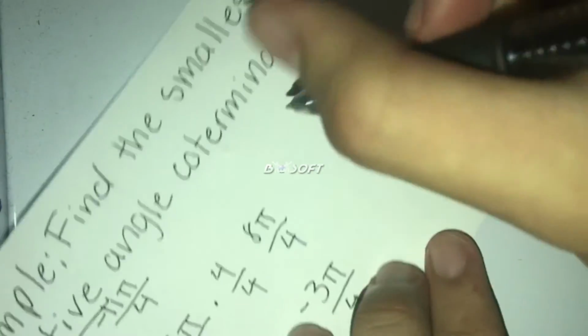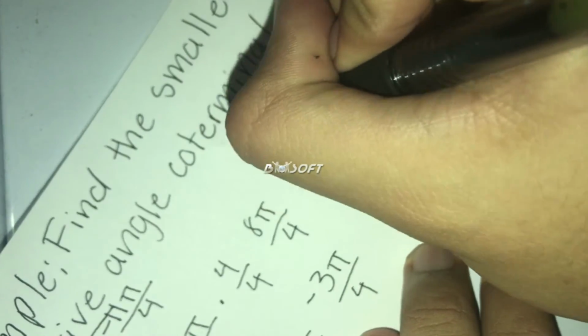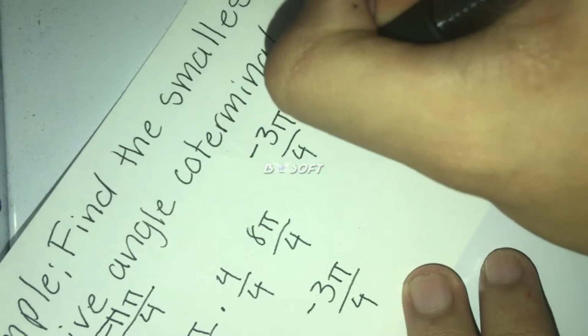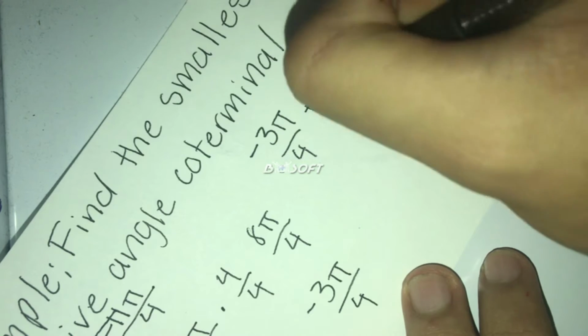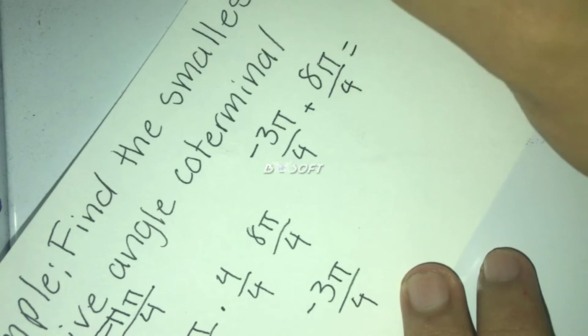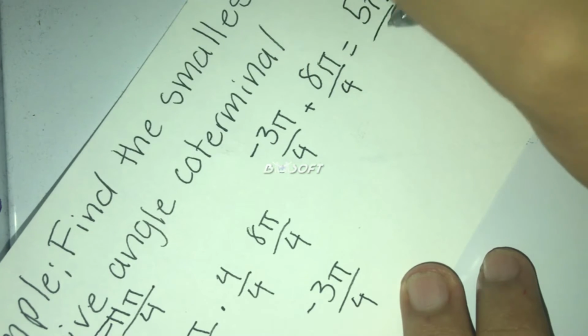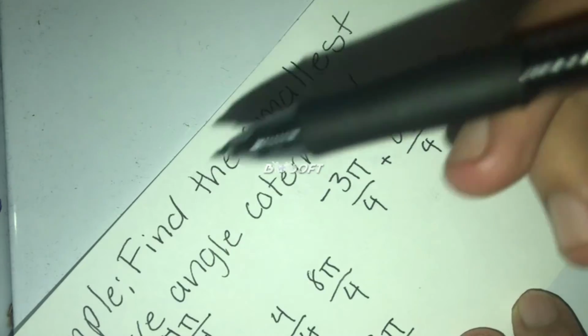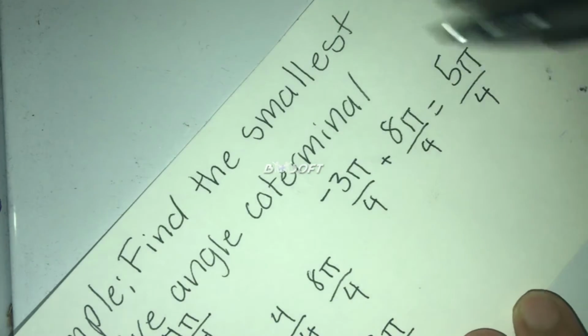So now we need to add it again. So negative 3 pi over 4 plus 8 pi over 4. And now we get 5 pi over 4. So that would be our smallest positive angle coterminal with negative 11 pi over 4.